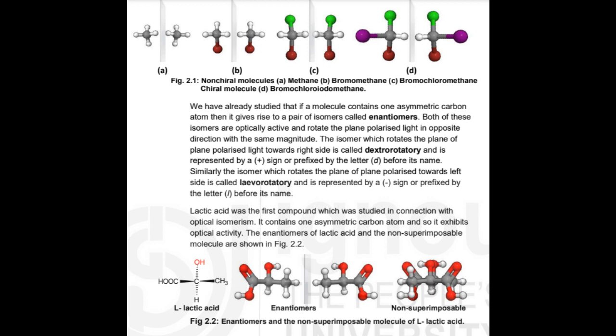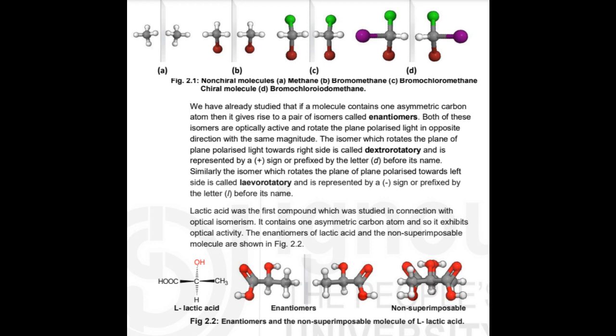The two mirror images in D differ only in the arrangement of atoms in space, that is, in their spatial arrangement. In other words, these possess different configuration. This molecule has one carbon atom, which is attached to four different groups, whereas in case of methane, bromomethane and bromochloromethane, all the four groups are not different. Figure 2.1, non-chiral molecules: A, methane, B, bromomethane, C, bromochloromethane; chiral molecule: D, bromochloroiodomethane.